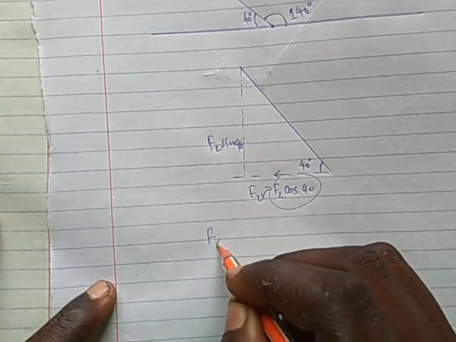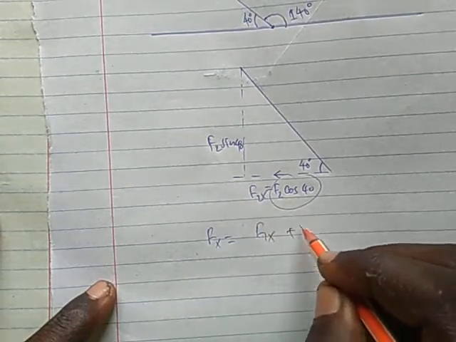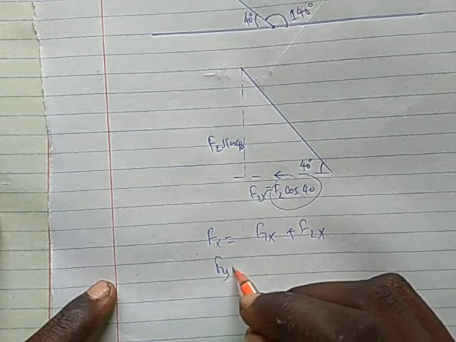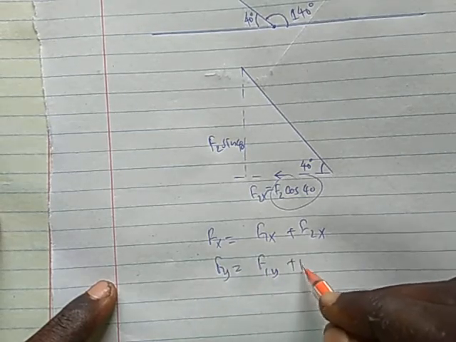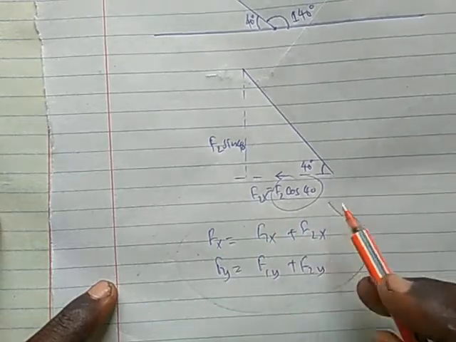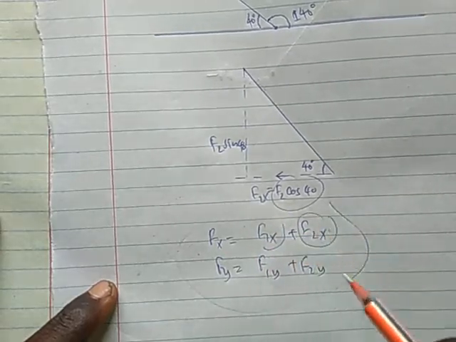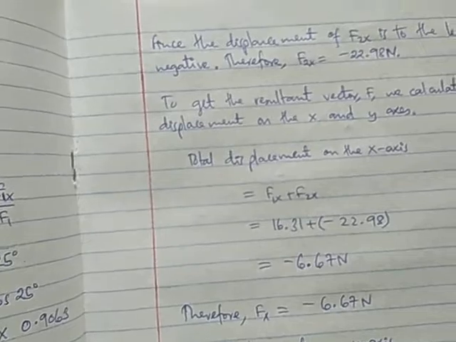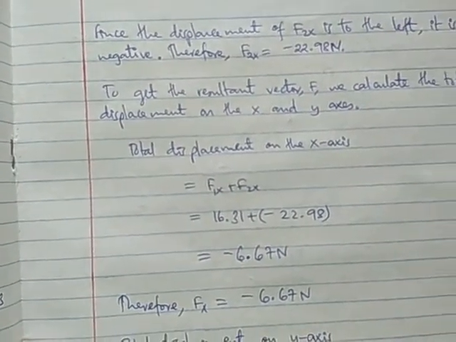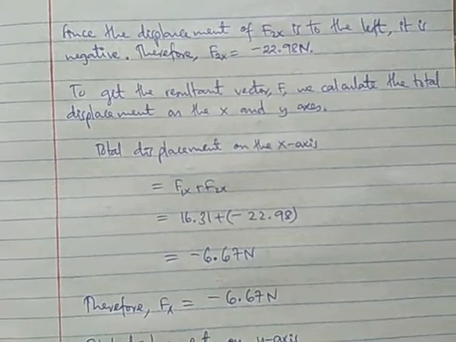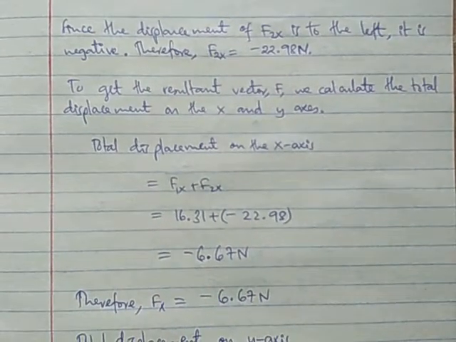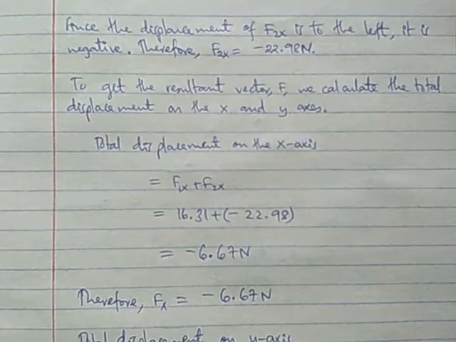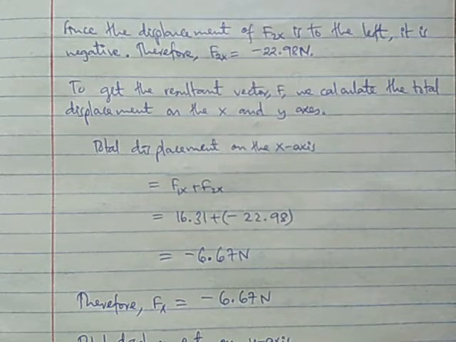Tunapofanya summation tutafuta fx is equal to f1x plus f2x and fy is equal to f1y plus f2y. Kwa hiyo tunafanya hii summation f2x tutamweka kama negative. So tunachokisema about that ni kwamba since displacement f2x is to the left, it is negative, kama tulivyo discuss kuhusu representation of vectors in Cartesian coordinate. So therefore f2x is equal to negative 22.98 Newton.